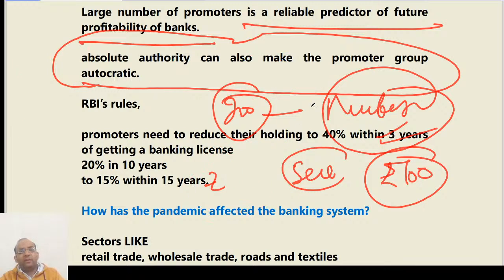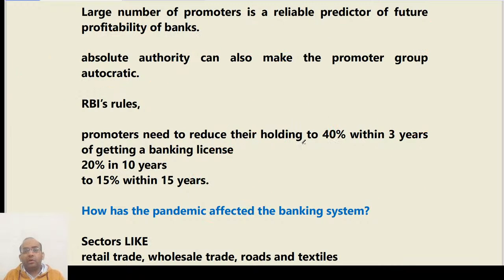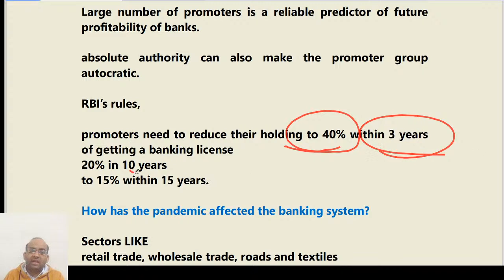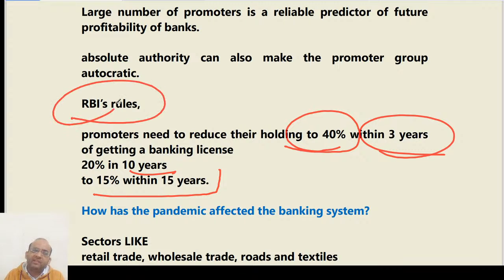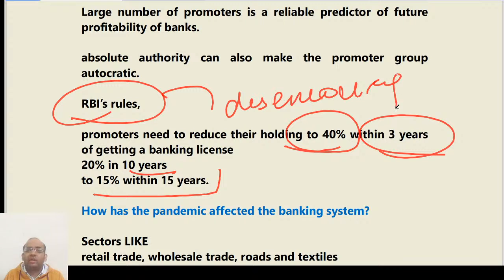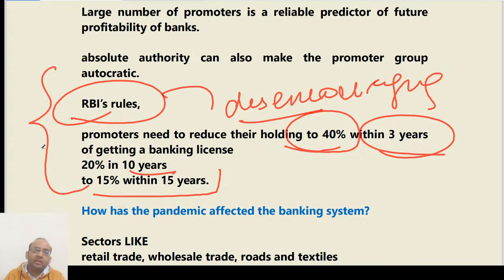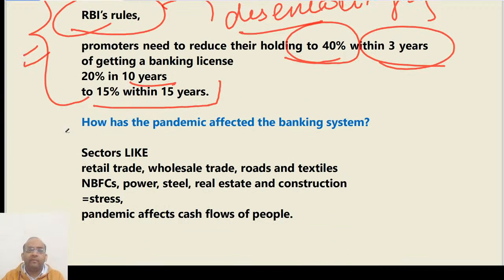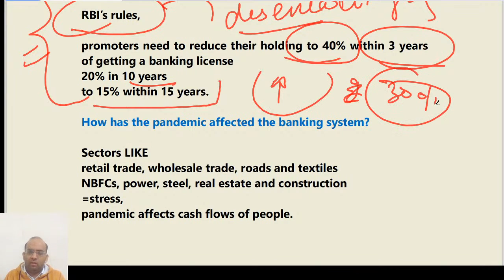That is why the RBI rule says promoters need to reduce their holding to 40% within 3 years, 20% in 10 years, and 15% in 15 years. So basically, RBI itself is discouraging promoters' role in banks. That is basically one of the crux reasons for the failure of banks. We need to increase promoters' holding. We need to keep at least 20-30% promoters' holding.